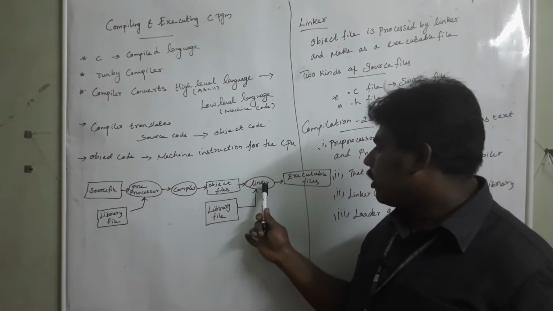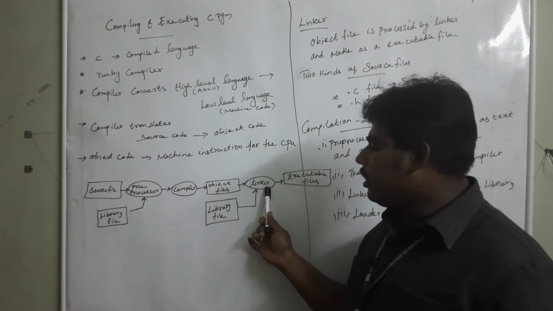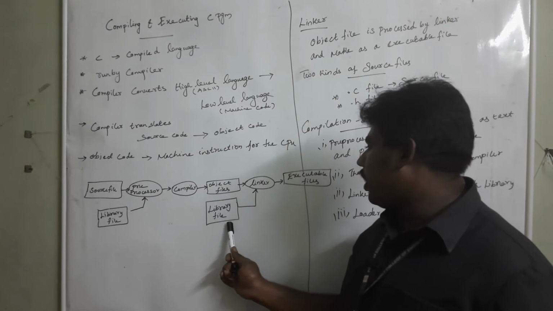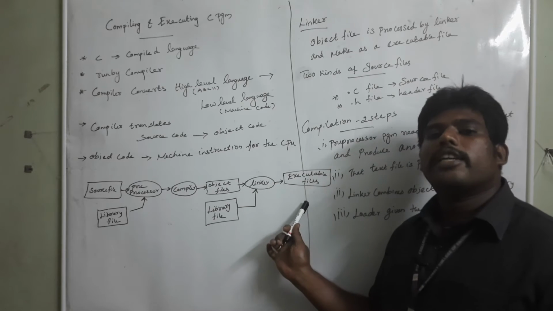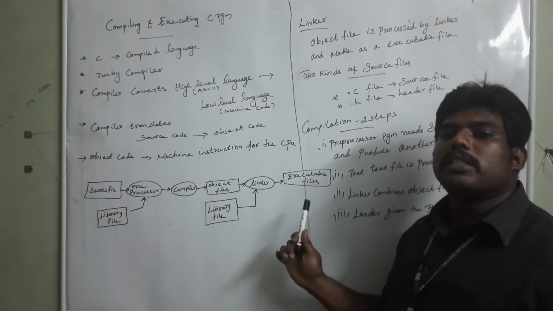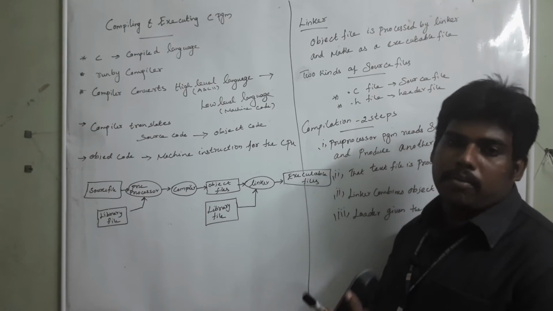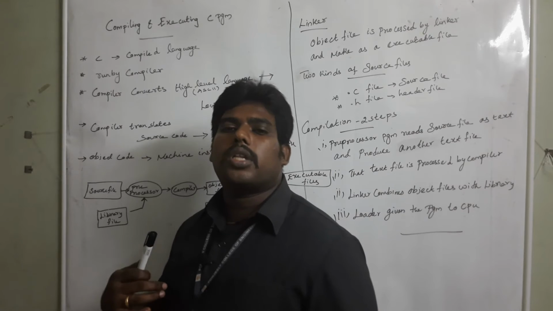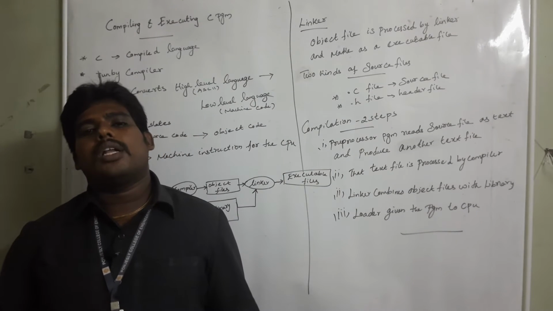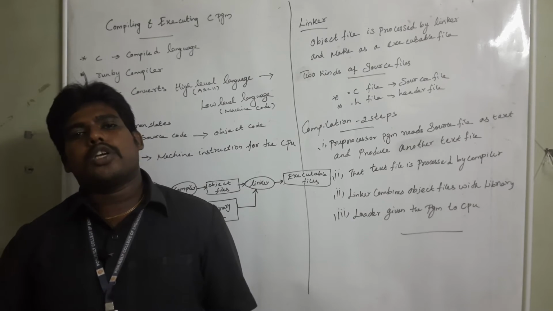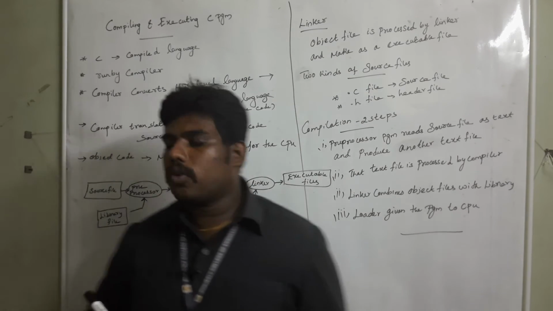After that, it will be given to the linker. The linker will link the object files with the library files. After that only it is converted into the executable file, that is a machine understandable file. Okay, these executable files will be given to the loader. The loader will give the particular executable file to the CPU to process it. This is the way it will work.